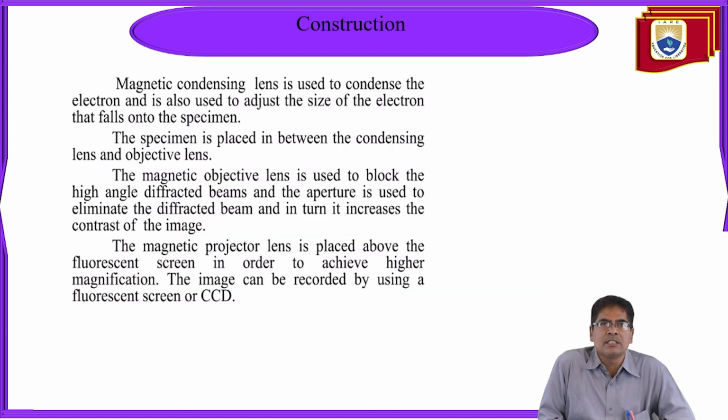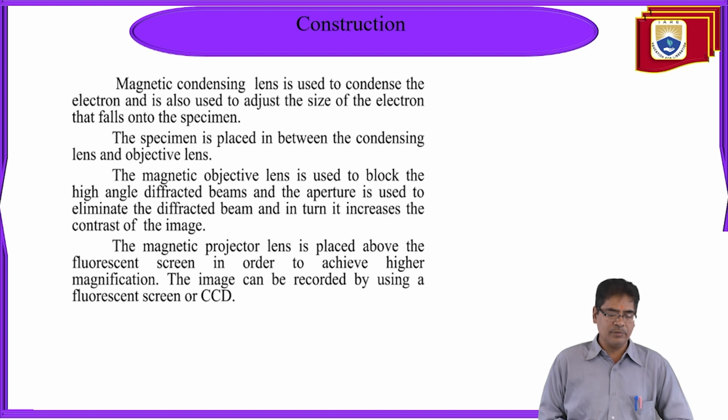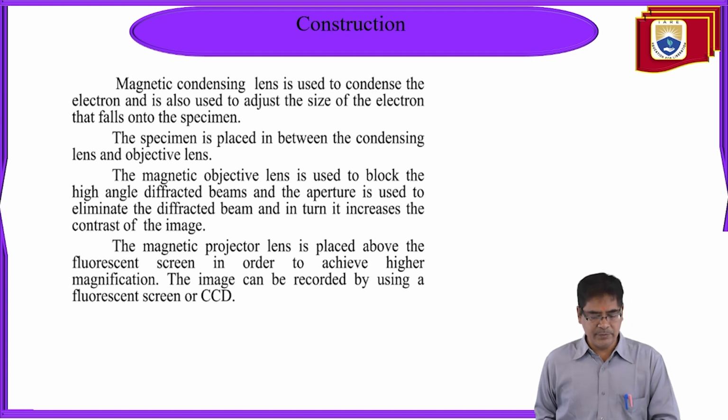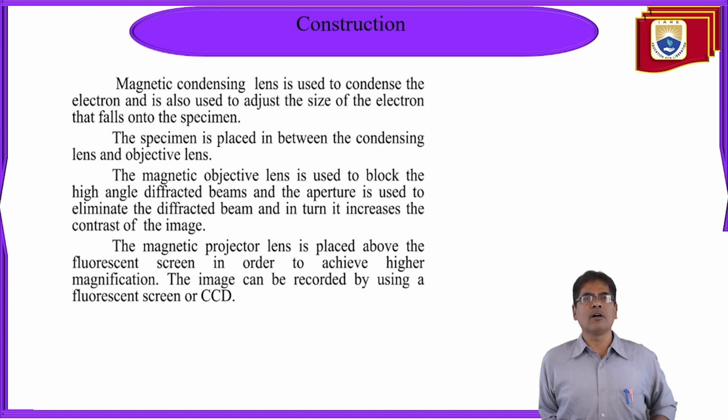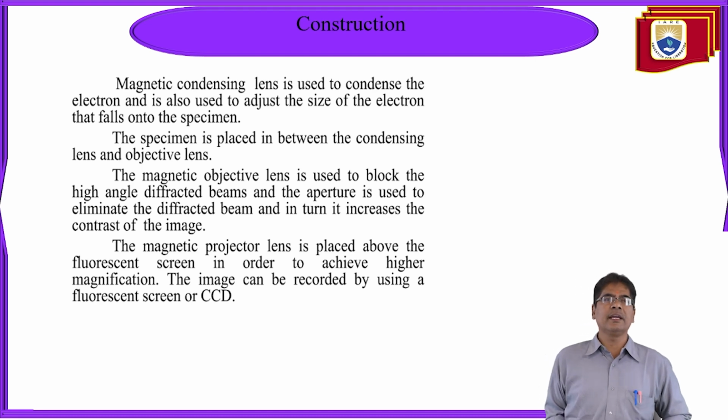If you see the construction, the magnetic condensing lens is used to condense the electrons and also to adjust the size of the beam that falls onto the specimen. The specimen is placed between the condensing lens and the objective lens. The magnetic objective lens is used to block the high angle diffracted beams. The aperture is used to eliminate the diffracted beam, and in turn it increases the contrast of the image. The magnetic projector lens is placed above the fluorescent screen in order to achieve higher magnification.